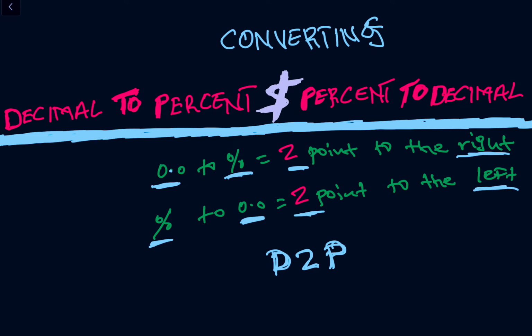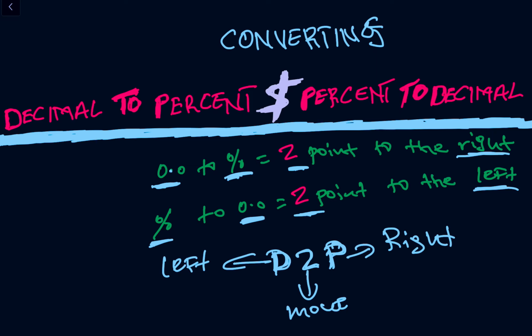To remember this direction, we're going to use the formula "decimal to percent." Since to convert from decimal to percent, we need to move the decimal point 2 places to the right, the formula helps us remember that. In fact, in the formula, as we can see, we have the percent written on the right hand side and the decimal written on the left hand side. The 2 tells us how many times we need to move the decimal point.